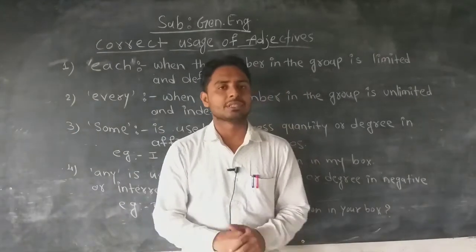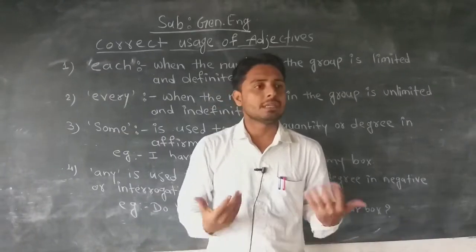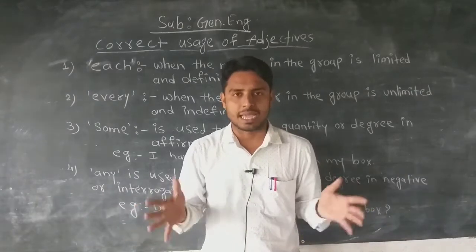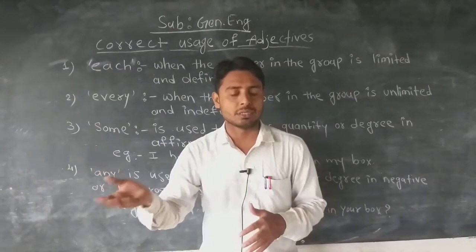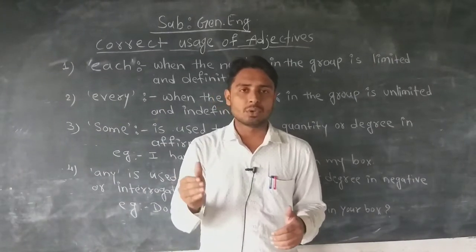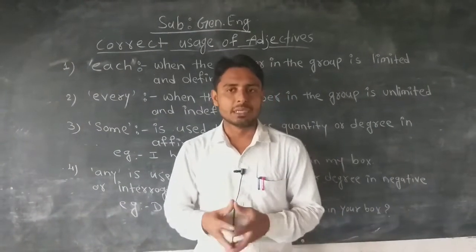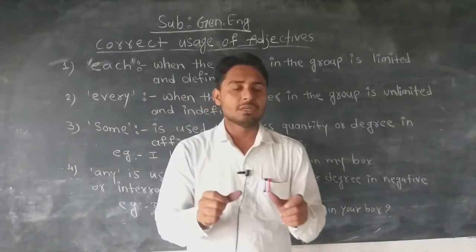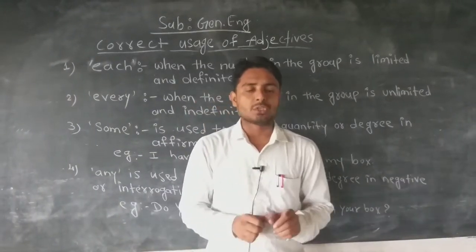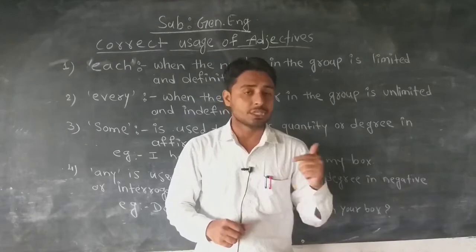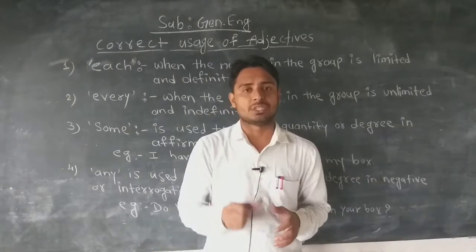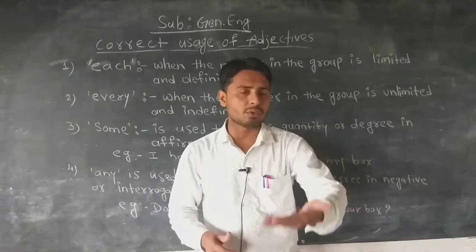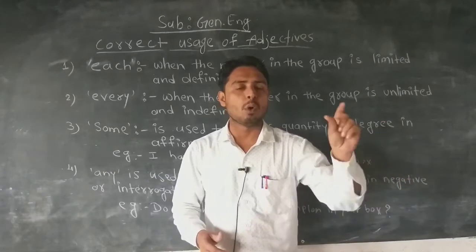For example, in the class there are 10 students. I define here 10 students, 1, 2, 3, 4, 5, 6, 7, 8, 9, 10, not beyond the 10 students. I have some chocolates and I would like to distribute these chocolates to the students. So how can I use each here? I will say each student should take only one chocolate. Why? Because I know there are only 10 students in the class, so I use each here. Each student takes only one chocolate.